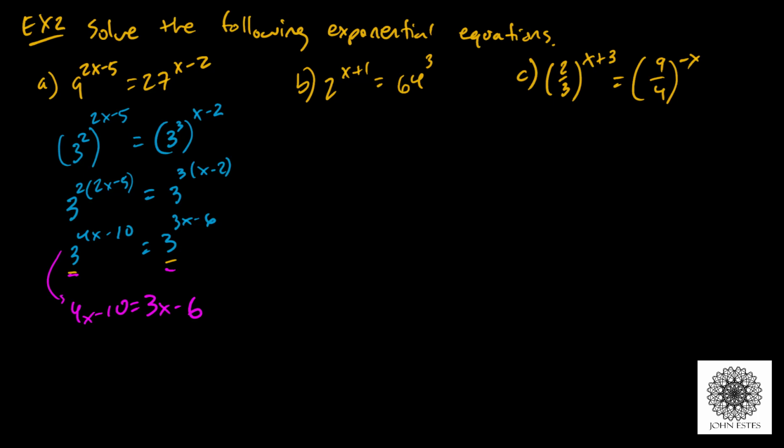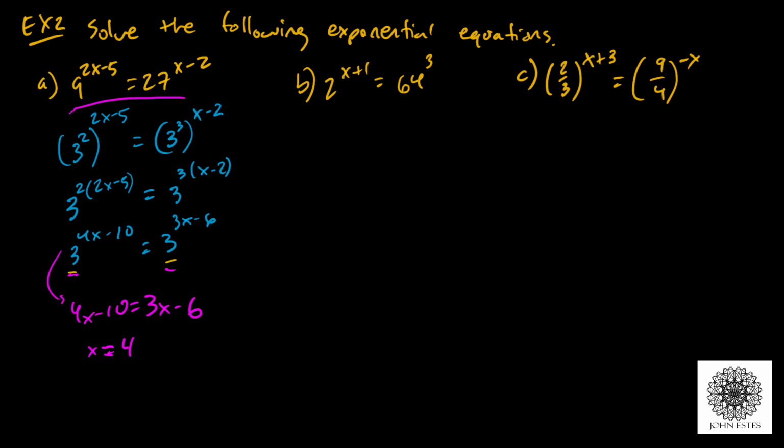So here I have 4x minus 10 equals 3x minus 6. And this is just a simple linear equation, right? I subtract the 3x from both sides to get 1x on the left, and I add 10 to both sides, so I get 4 on the right. And you can always plug that into the original equation to see if you get what you wanted.